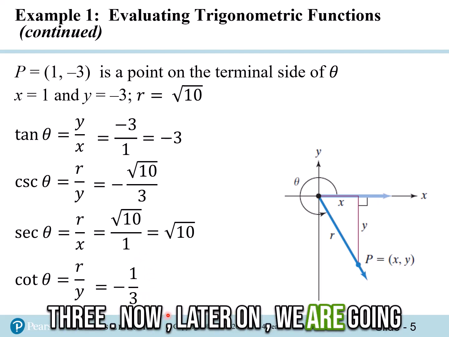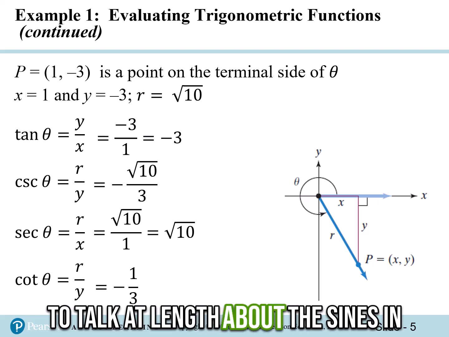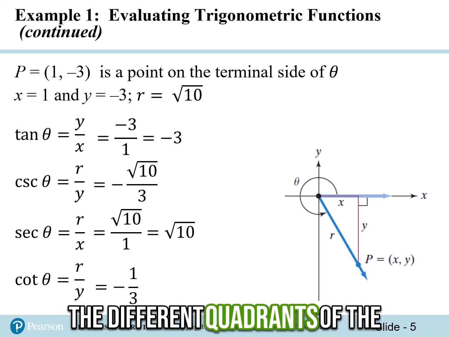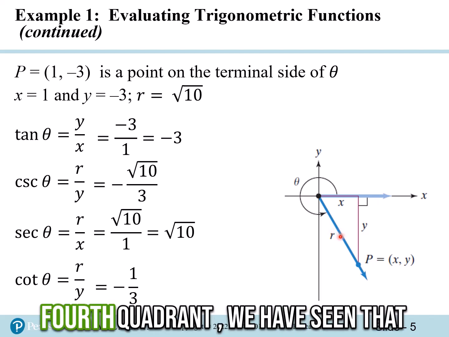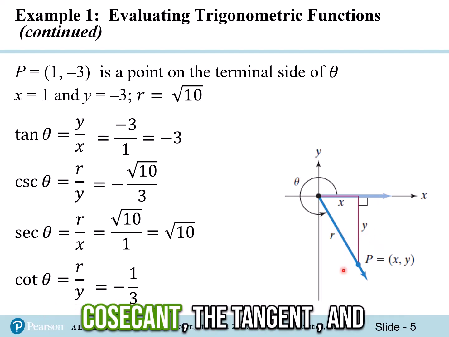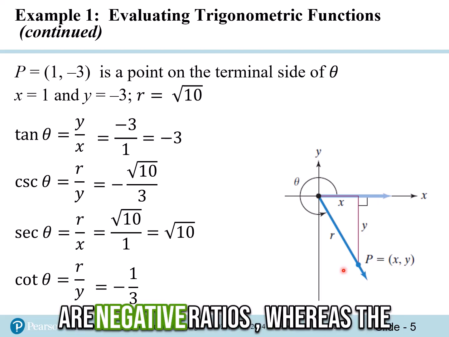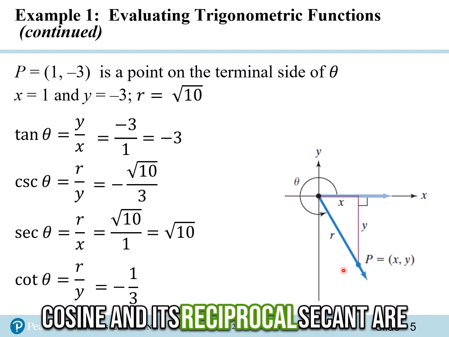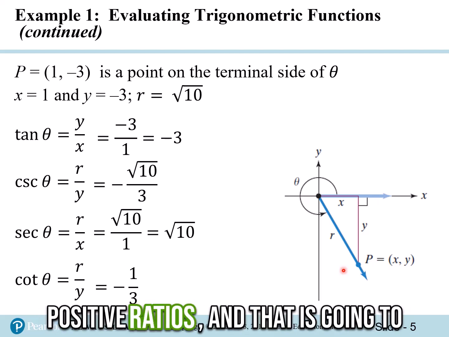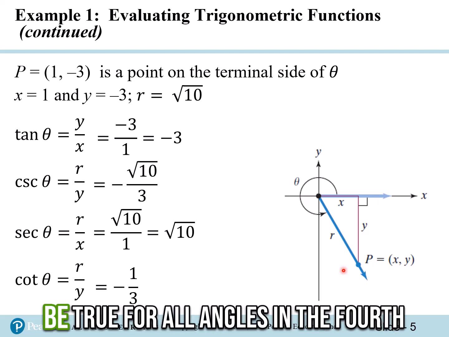Now later on we are going to talk at length about the signs in the different quadrants of the rectangular plane, but for the fourth quadrant we have seen that the sine, the cosecant, the tangent, and cotangent are negative ratios, whereas the cosine and its reciprocal secant are positive ratios, and that is going to be true for all angles in the fourth quadrant.